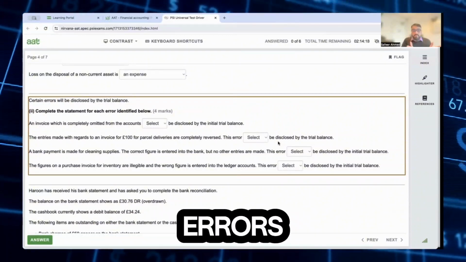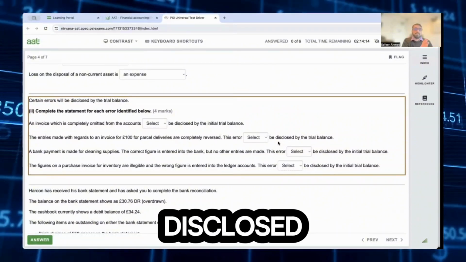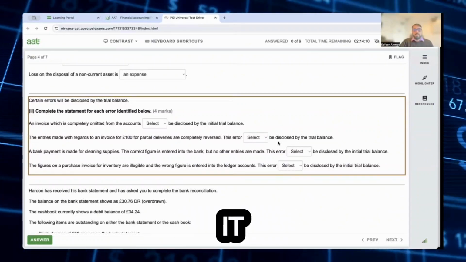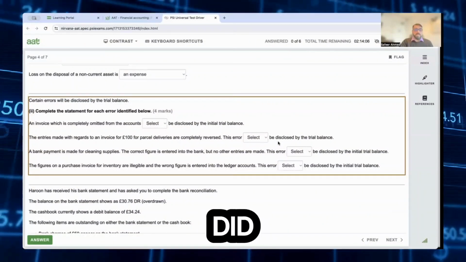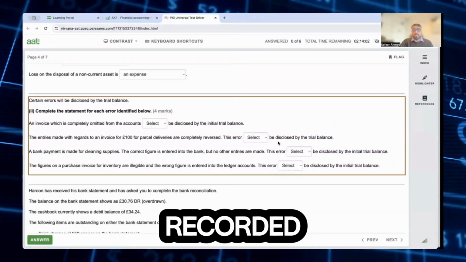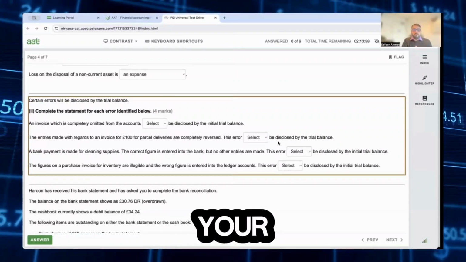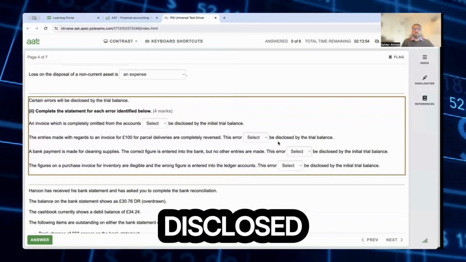So those are the errors which will not be disclosed by a trial balance, but there are errors which are disclosed by a trial balance, which means that you only recorded an entry, for example, a single entry on one side, but you did not make any entry on the other side. So for example, a cash sale, you have not recorded cash at all, but you just recorded sales. So you can see that your credit side will be higher than the debit side. So it will be disclosed by a trial balance.